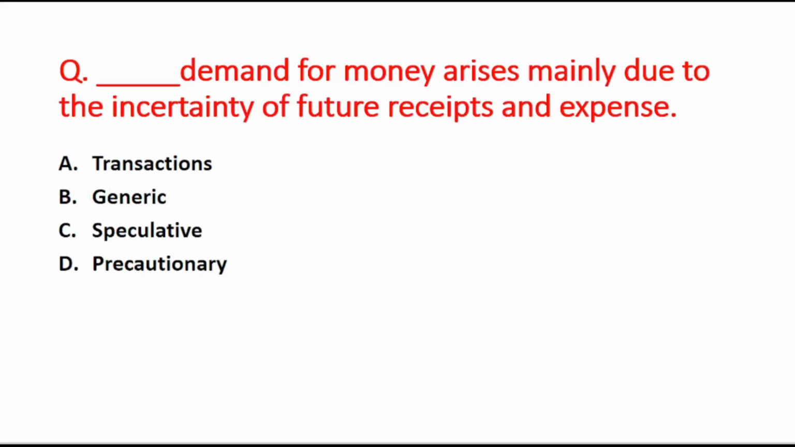Next question is, blank demand for money arises mainly due to the uncertainty of future receipts and expenses. A option is transactions, B is generic, C option is speculative, and D option is precautionary. Right answer is option D, that is precautionary.